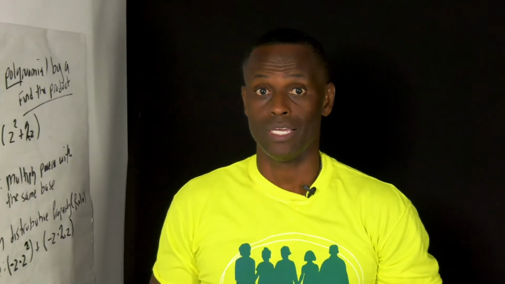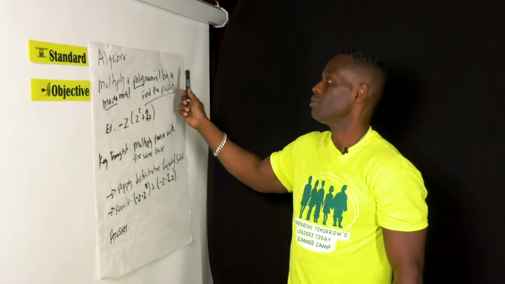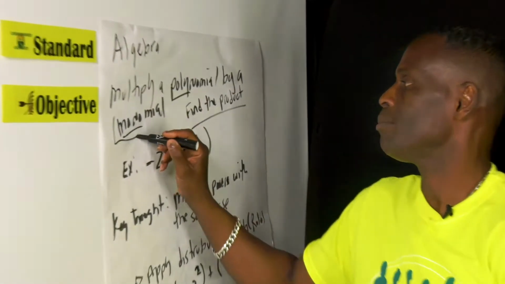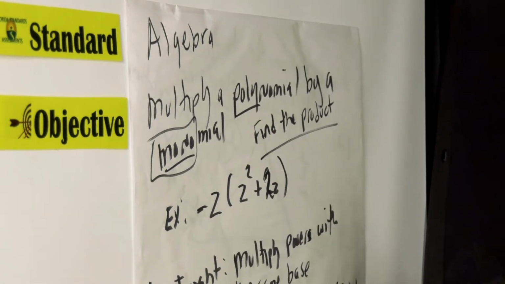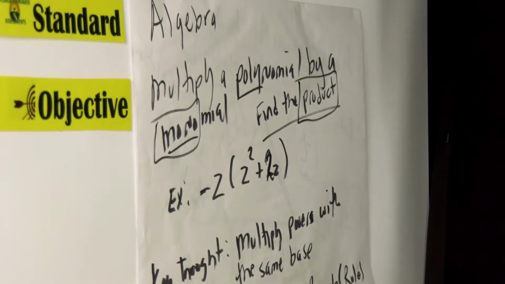This is going to be a quick one for you 8th grade math students or those kids who are taking Algebra 1. We're going to be dealing with Algebra 1, multiply a polynomial by a monomial. Remember, poly means many and mono means one. So find the product. Product deals with multiplication. So these are all math words you need to be familiar with.